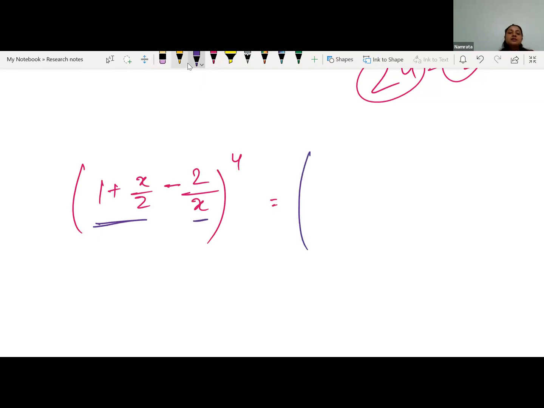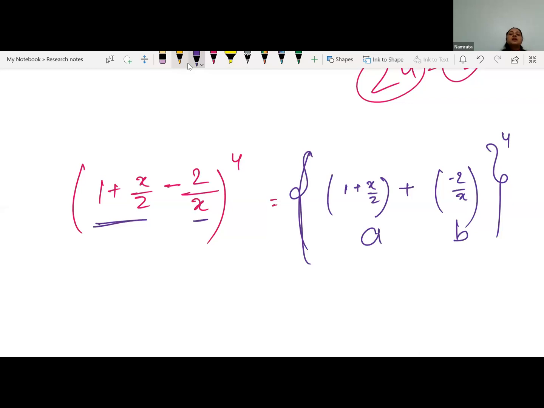So you can write the expression as (1 + x/2) together, and then plus (-2/x) as another term, to the power 4. This way you can write it. This is your A, this is your B. Now go and expand it. Will you be able to do this one?